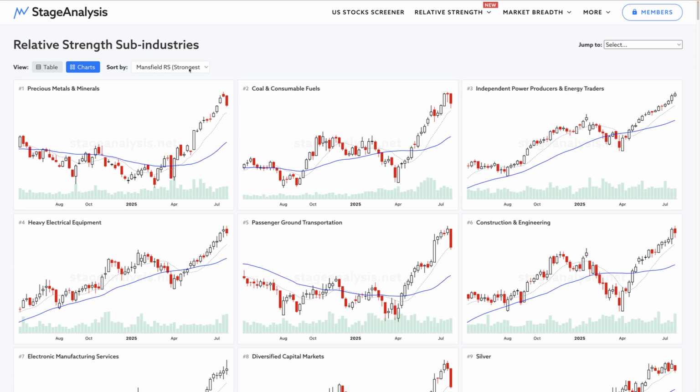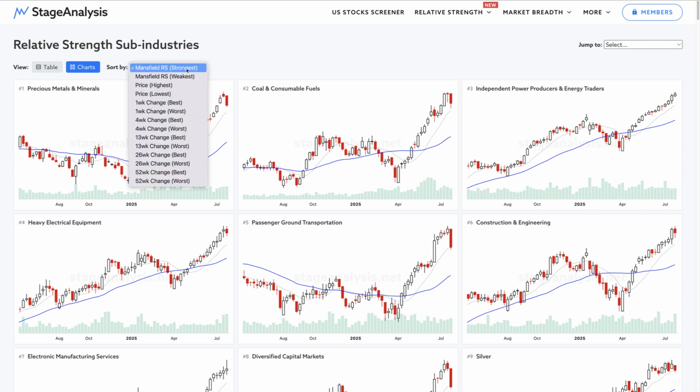But what's really useful about this now is what we have in Stan Weinstein's method, what we call the forest to the trees approach. So you're looking for what's going on in the overall market. The overall market's in stage 2. You then drop down to what's going on in the sectors and the sub-industries, etc., before looking at the individual stocks. So we look for where the strongest areas are.